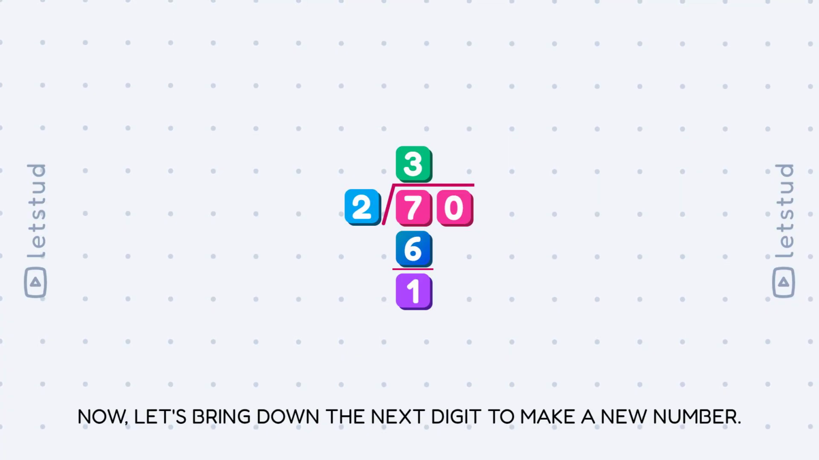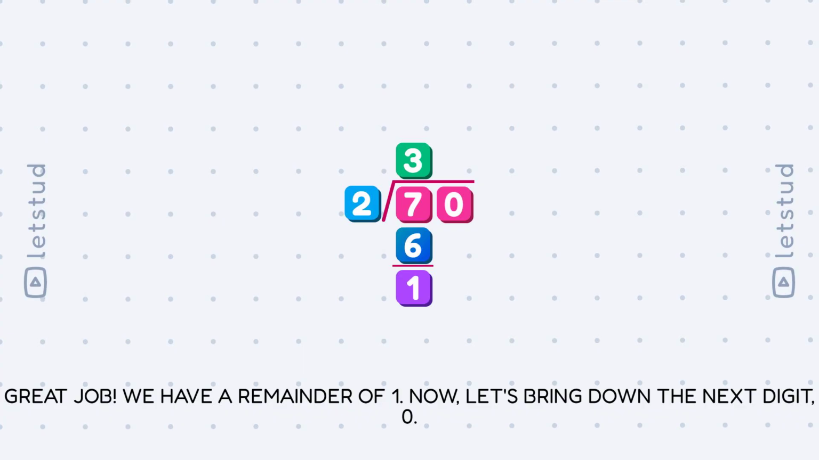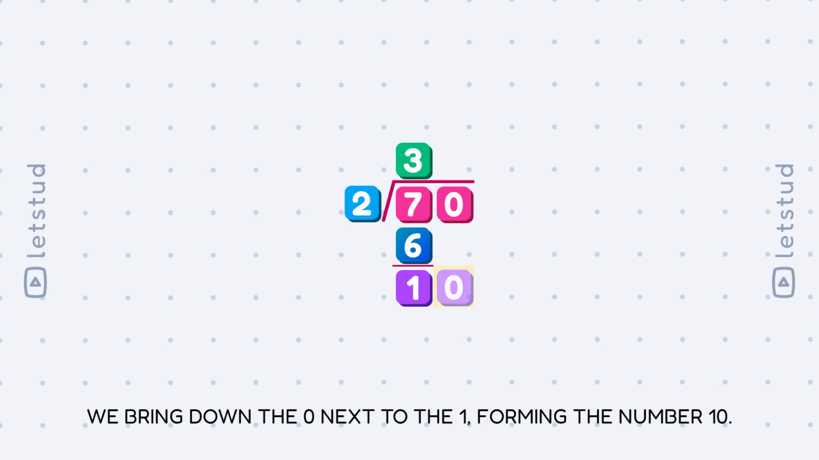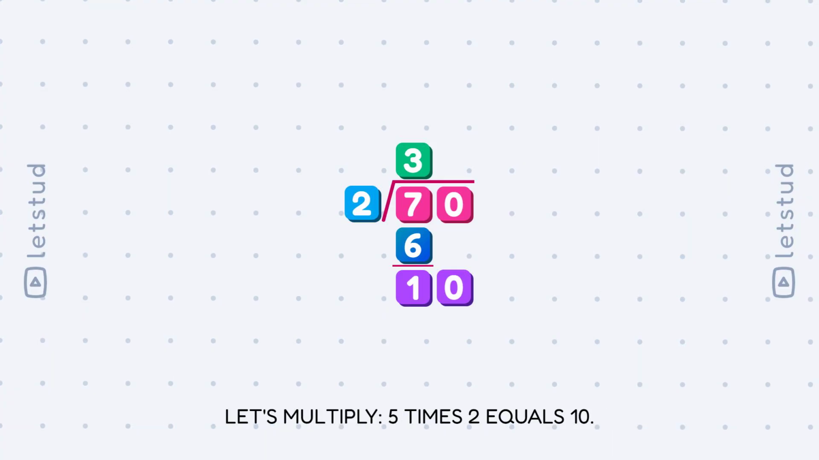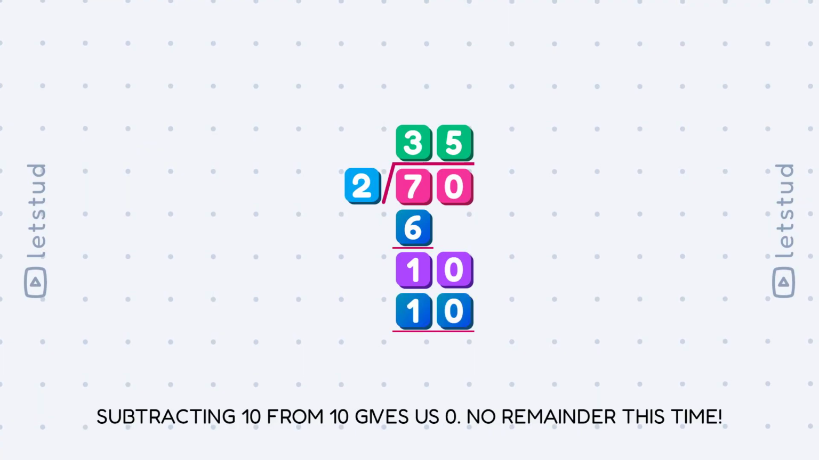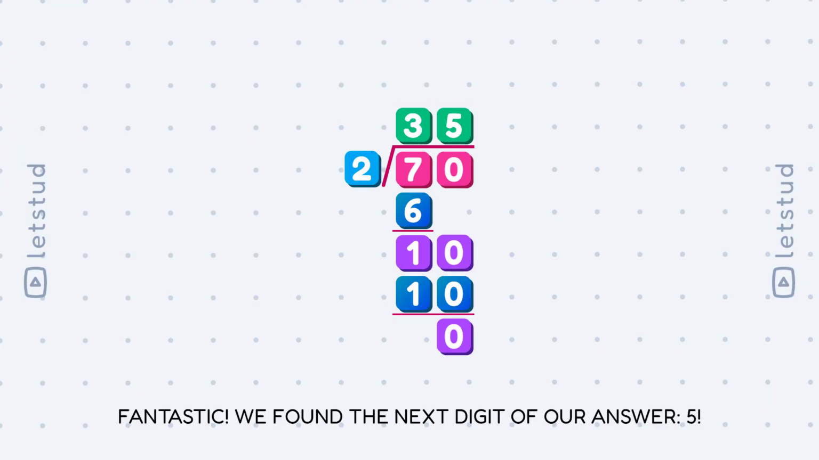Now let's bring down the next digit to make a new number. Great job, we have a remainder of 1. Now let's bring down the next digit, 0. We bring down the 0 next to the 1, forming the number 10. How many times does 2 go into 10? It goes in 5 times. Let's multiply. 5 times 2 equals 10. Subtracting 10 from 10 gives us 0. Now there is no remainder. Fantastic, we found the next digit of our answer, 5.